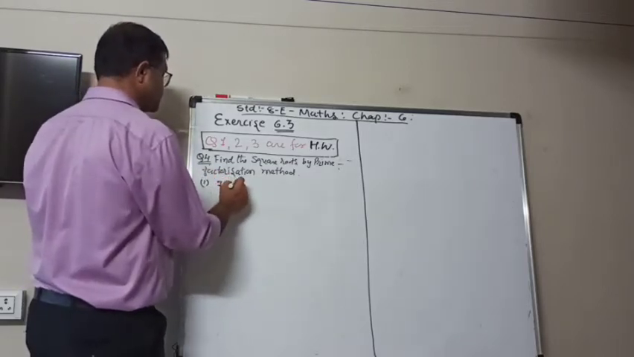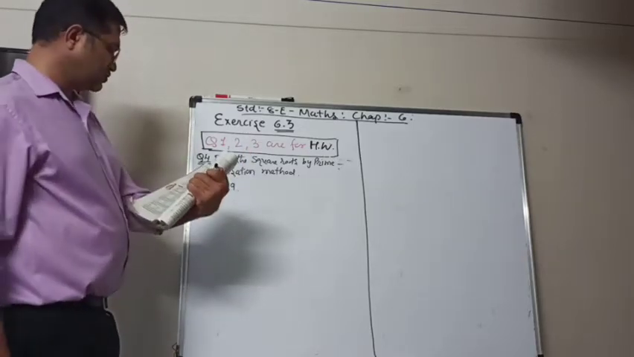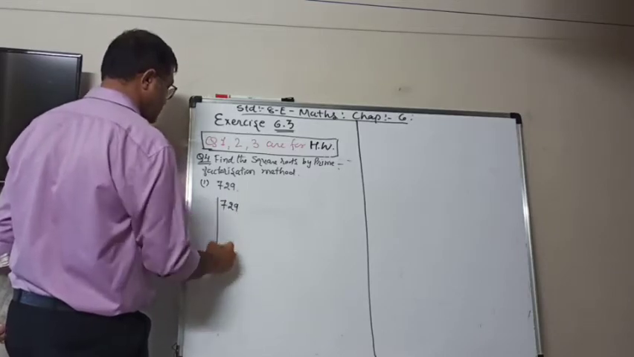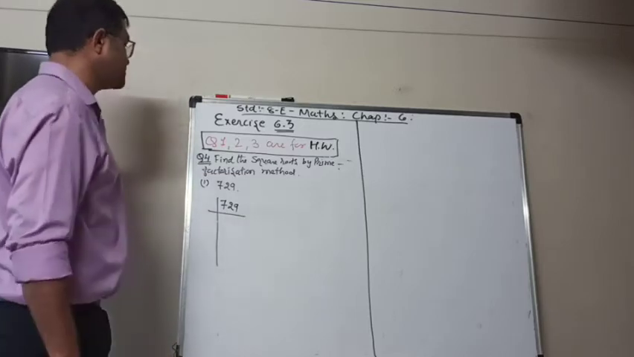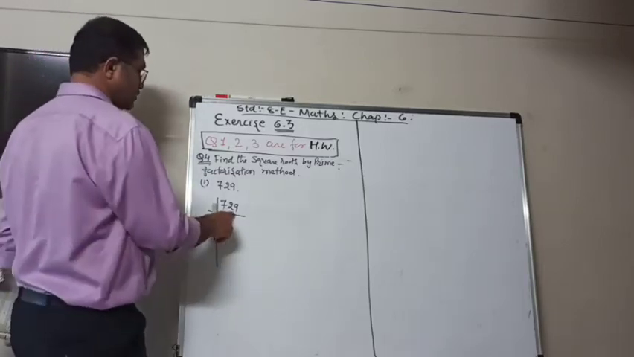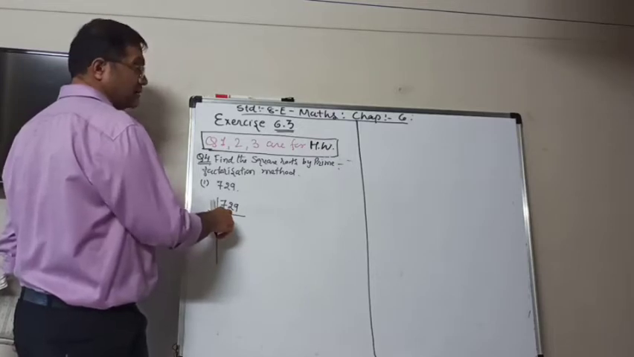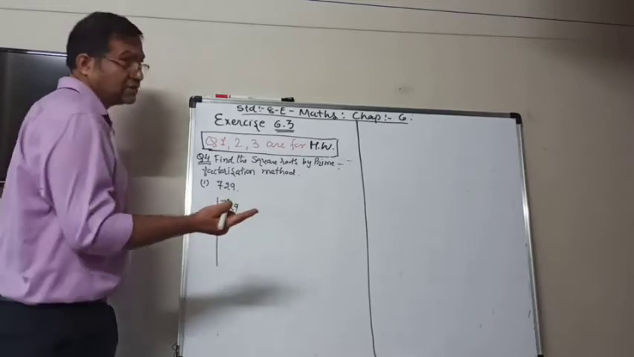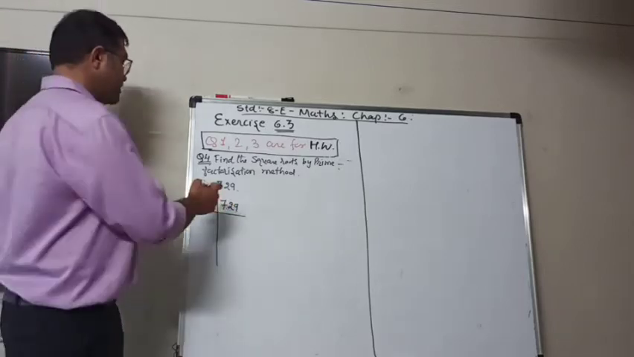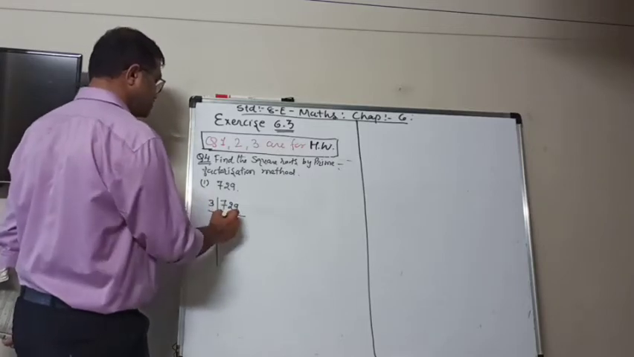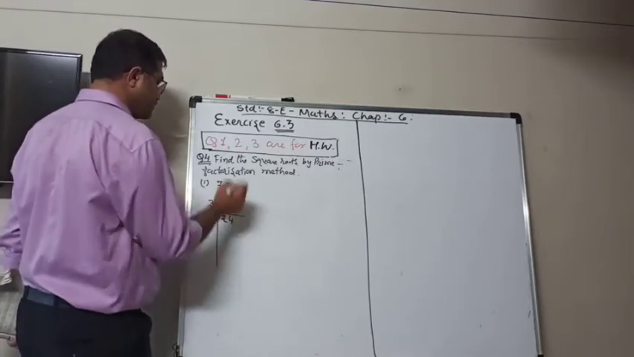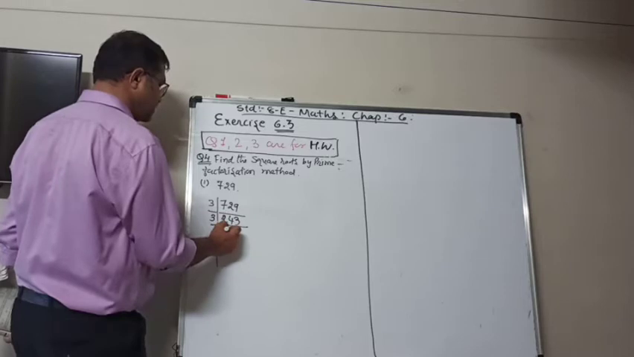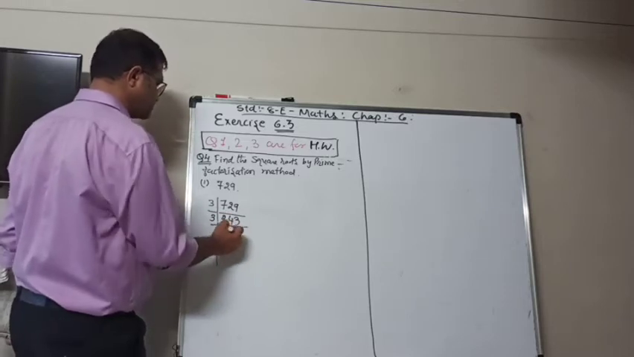The first one is 729. So here we have to find the prime factors of 729. It is an odd number, cannot divide by 2, so start with 3. 7 plus 2 is 9, 9 plus 9 is 18. 18 is a multiple of 3, so it can be divisible by 3. So 3 2s are 6, 3 4s are 12, and 3 3s are 9. 3 8s are 24 and 3 1s are 3.